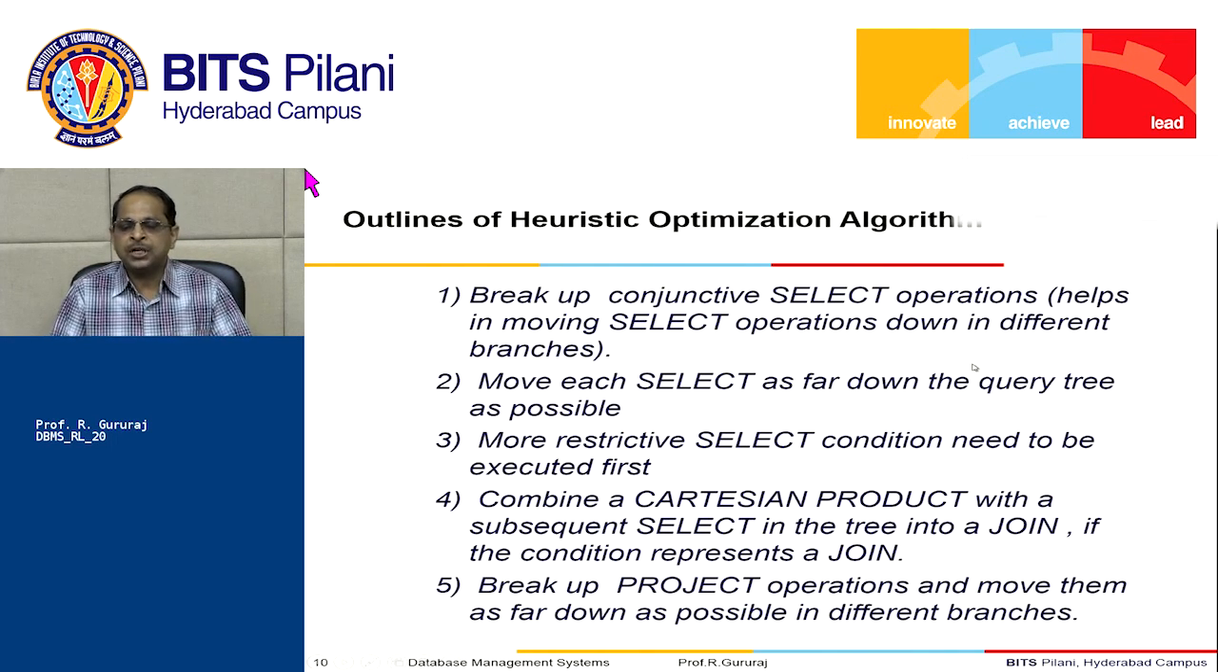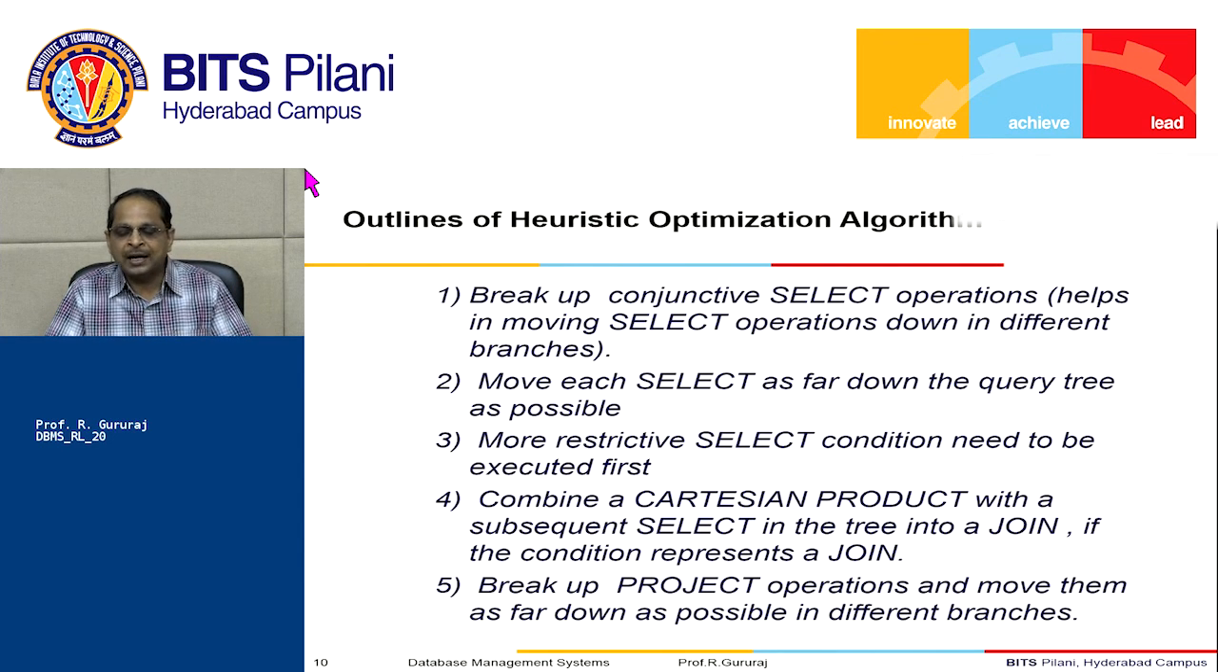Outlines of the heuristic optimization algorithm are as follows. That is the summary of heuristic rules. If the selection operation contains multiple selection conditions, we break up the conjunctive selection operation, which will help in moving the select operations down in different branches. Move each select operation as far down as possible in the query tree so that I can reduce the number of tuples I consider for the subsequent operations.